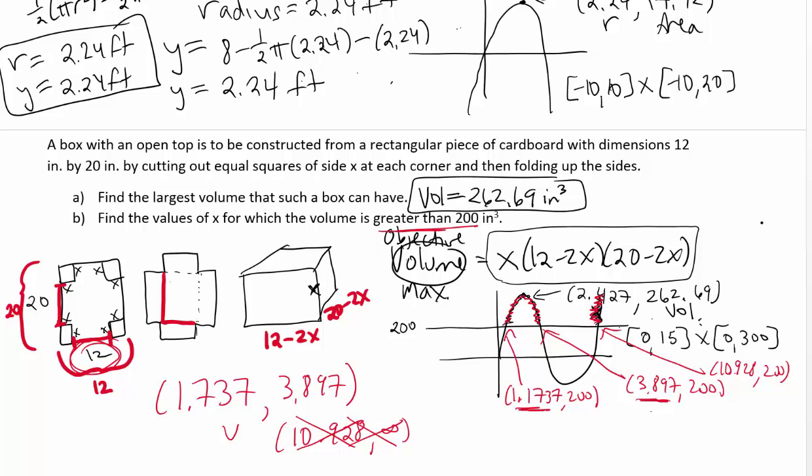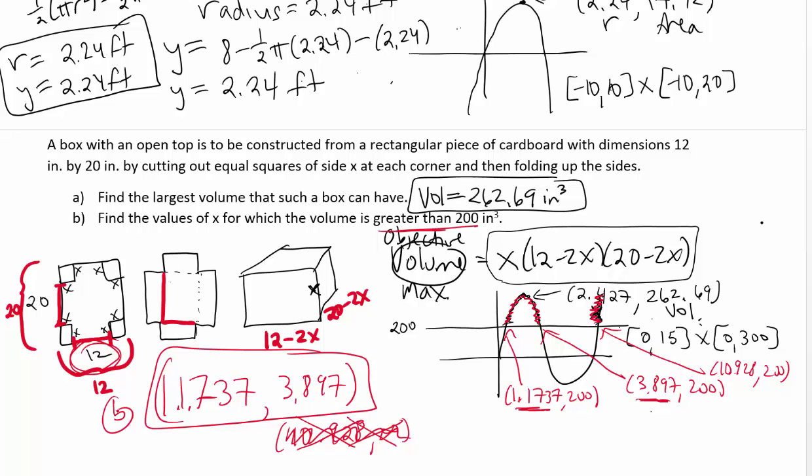So in this case, my only solution is going to be the case where we have just the 1.1737 up to 3.897. This one won't work because it's too big, and only these values of x will actually be my solution. Okay, and that would be the answer for part B. All of those x's give you a volume greater than 200.